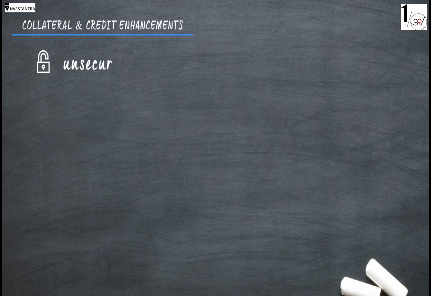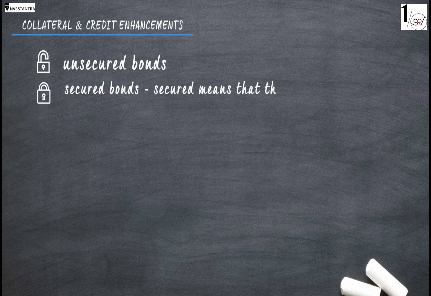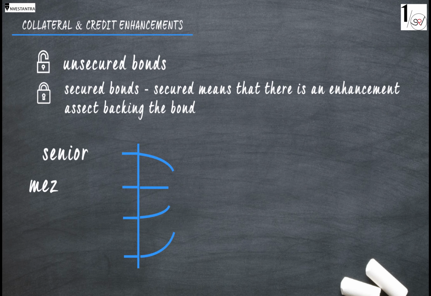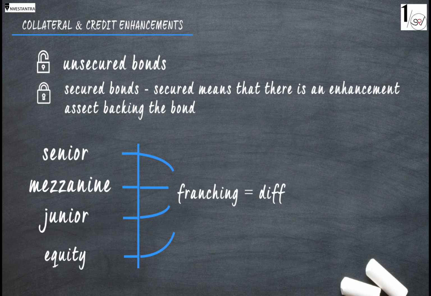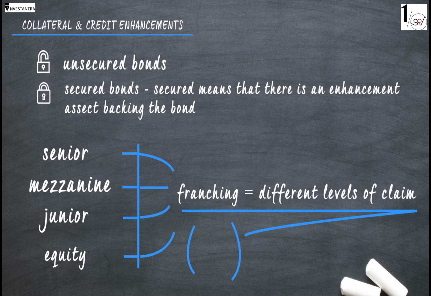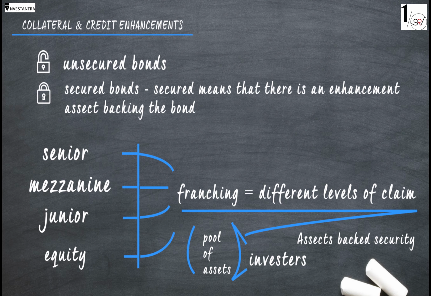When you hear secured bonds, all you have to know is obviously secured bonds are going to be more secure. And literally, the textbook says secured bonds are more secure. There is an asset backing the bond. If it's secured, it's a senior bond. If it's not, it's mezzanine, junior, equity. Tranching essentially represents different levels of claim. Mortgage-backed security would mean that I pool a set of assets, and an asset-backed security is when I package all of this and then sell it out to investors.